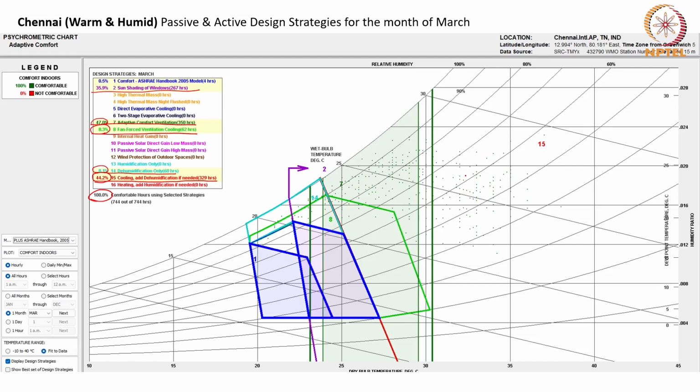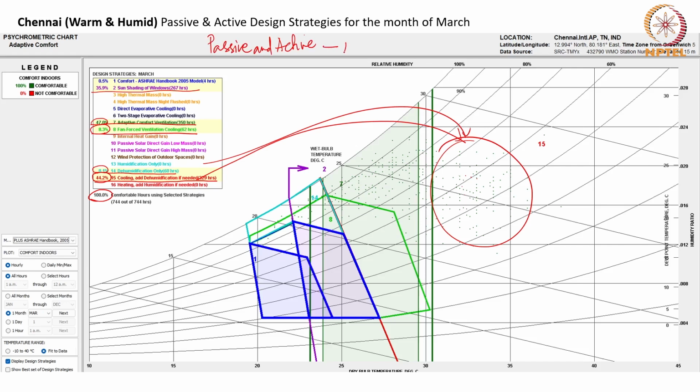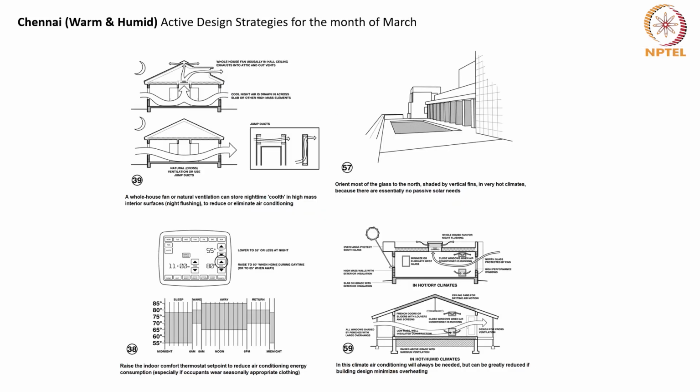So all this which was initially red has now become green by adopting active strategies. So this is by adopting active, passive for March, for Chennai. So for this solstice, this is how we can shift.